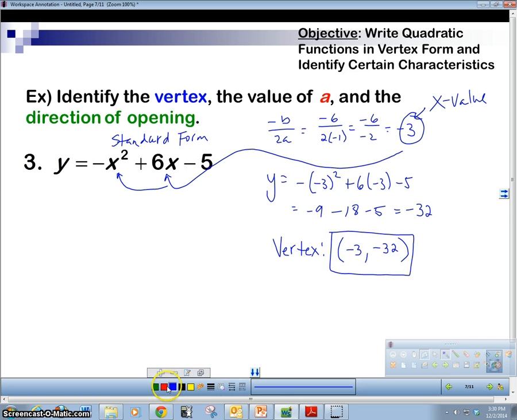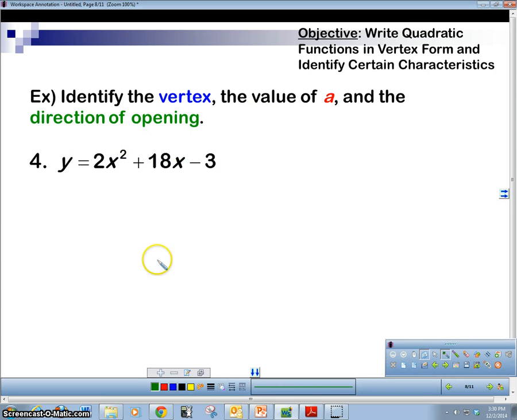Okay. My a, we already know, is negative 1. That's right there, right? That's a. And it's going to go down. Okay, the direction is down. All right, and again, I'll show you how to graph those in my next video. All right, again, we got standard form. Let's do it again. Okay, negative b over 2a. All right, negative b over 2 times a. Okay, remember this is b, this is c, and this is a.